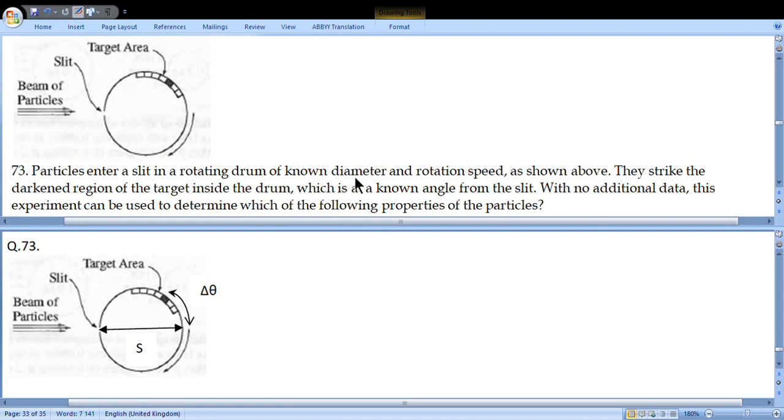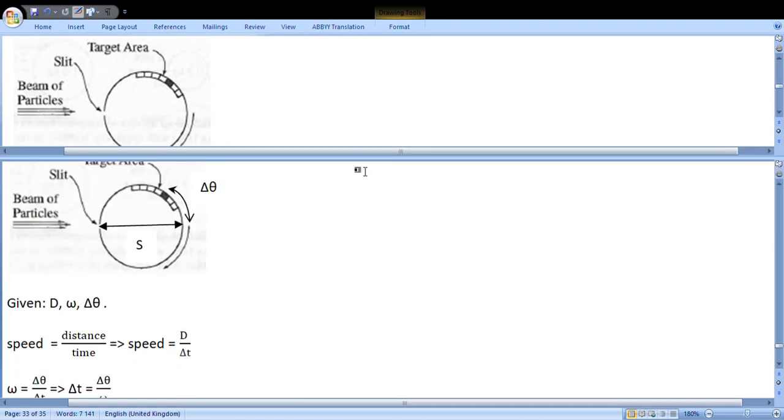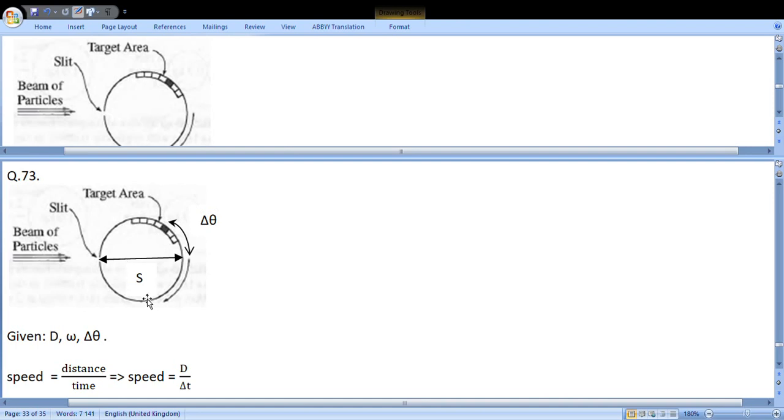So we have known diameter, speed, angle. So let's summarize what we know. So this is a picture. We have this, let's call it distance d. We know this distance. We know angular speed, we know the angle of rotation. So speed will be distance divided by time, the speed of the particle. It travels distance d in time t.